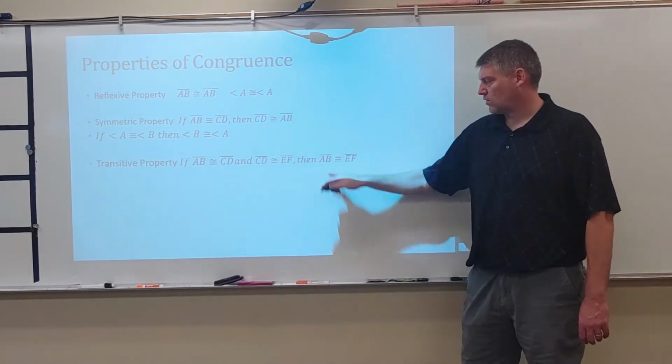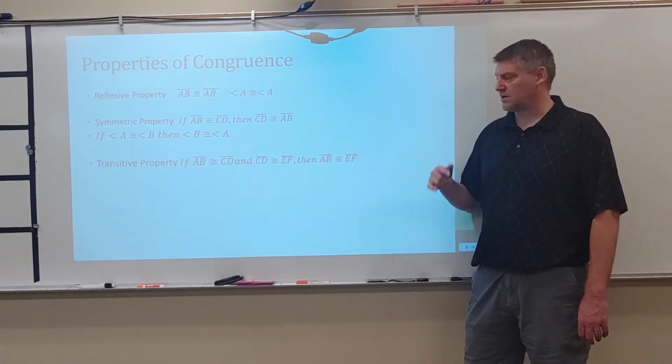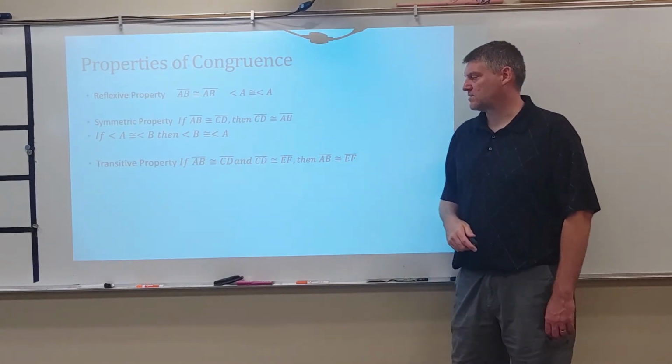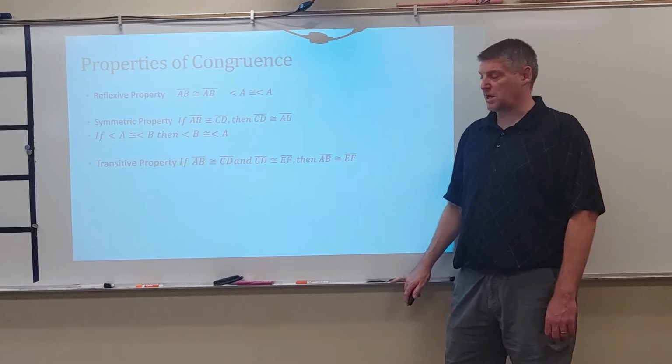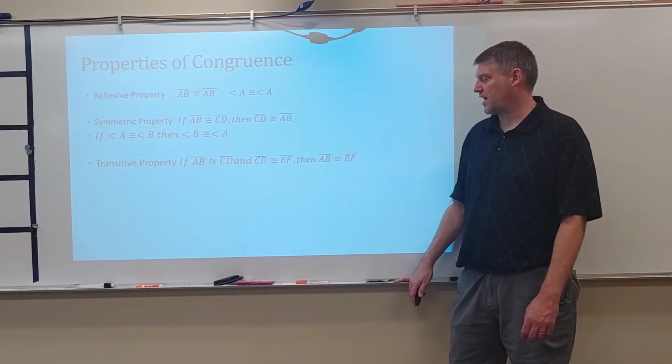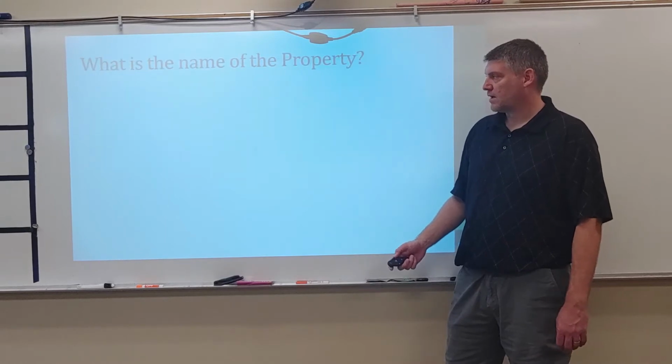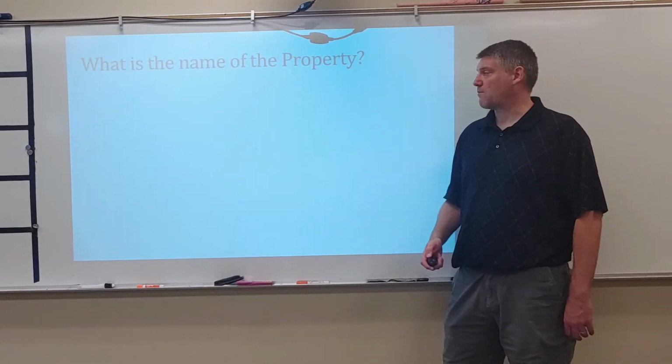Transitive property holds true for both segments and angles. If segment AB is congruent to segment CD, and segment CD is congruent to segment EF, then segment AB is congruent to segment EF. We're going to name that property now.